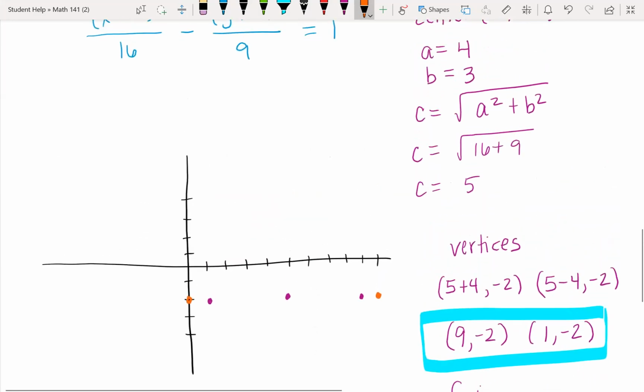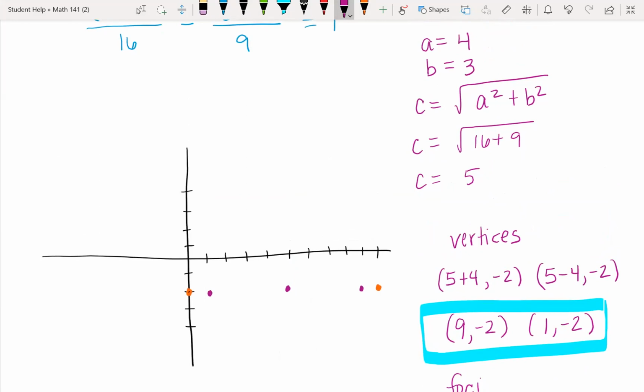B was 3, so we're going to go up 3 from the center, and then down 3. Need to make another tick mark here. And then I can draw this rectangle to kind of grab the asymptotes. So our asymptotes are going to be like this. And like this.